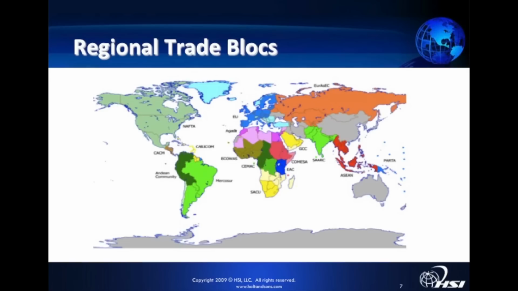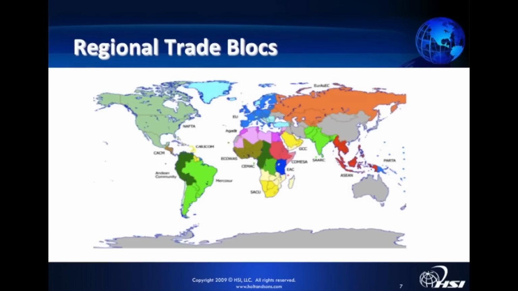In America, our most famous regional trade bloc is NAFTA, the North American Free Trade Act. This gives us ability to work within Canada, Mexico, and the United States and have free trade amongst those countries. If you look on the slide, it's in the solid green. But you look at this map, which is probably dated about 10 years, there are tons of regional trade blocs.